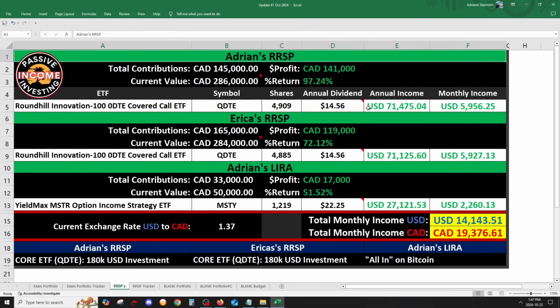So total income right now based on these numbers is about a little over 14K USD, which translates to just under 20K Canadian based on a $1.37 exchange rate, right?